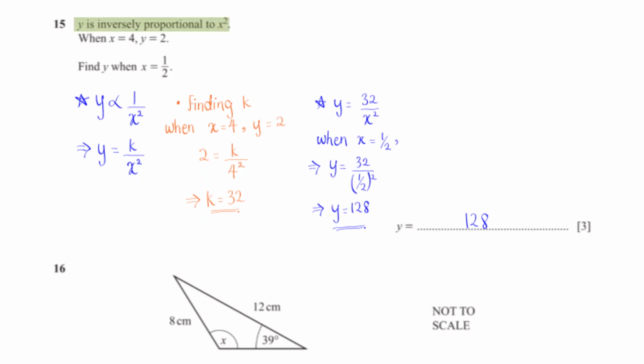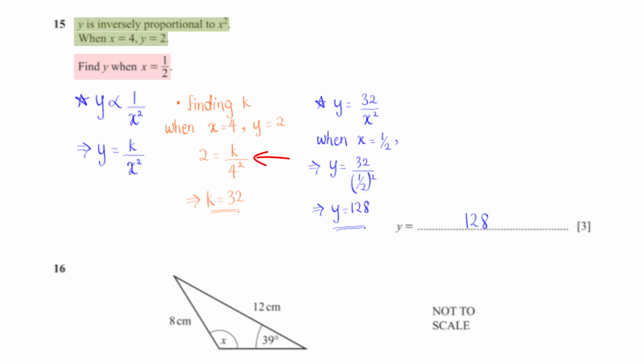y is inversely proportional to x squared. When x is equal to 4, y is equal to 2. Find y when x is equal to 1 over 2. In mathematical terms, let's write y is inversely proportional to x squared. This means that y is equal to a constant which we are going to call k divided by x squared. To find the value of k, we are going to substitute the values of x and y given in the question into our equation. This gives us 2 is equal to k divided by 4 squared.